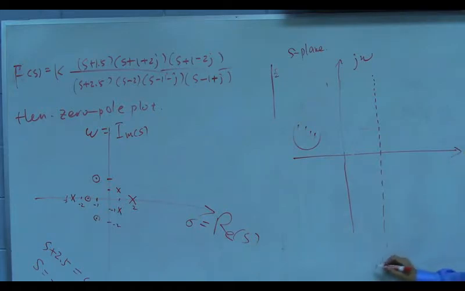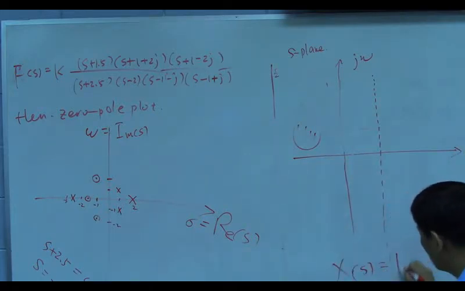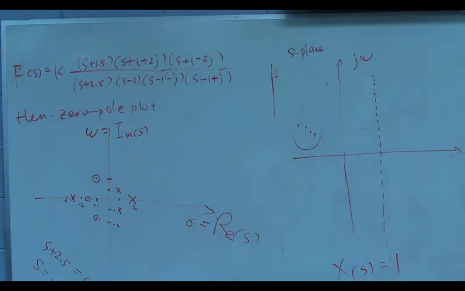For example, if the X(s) equals 1, what is the region of convergence? That means what else can make this one converge? What else can make this one valid? Everything. Everything, right? No matter s equals what, because this one is constant. S equals 1, still equals 1. S equals 10, still equals 1. So no matter what your s is, this one is always like this. So this means the region of convergence is the whole plane, including 0, including infinity, anyway.